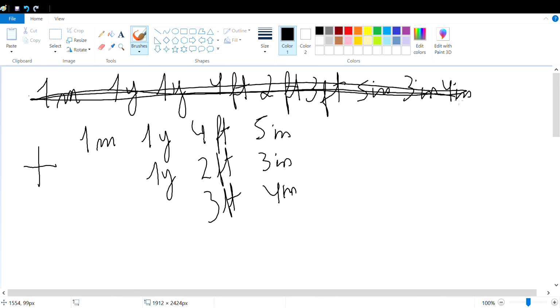We don't need this. Sorry to do that, but I don't know how to erase it faster here in Paint. I mean, I know, but it takes a lot of time. So what I do is the addition.